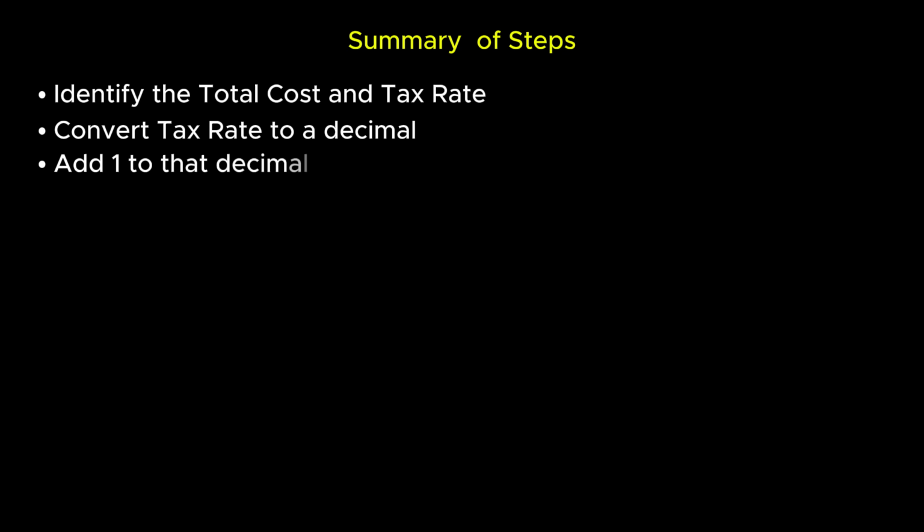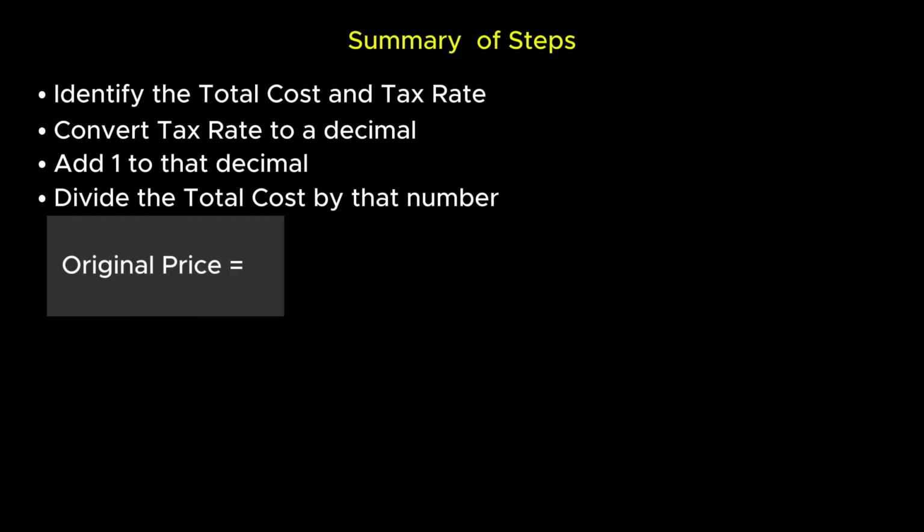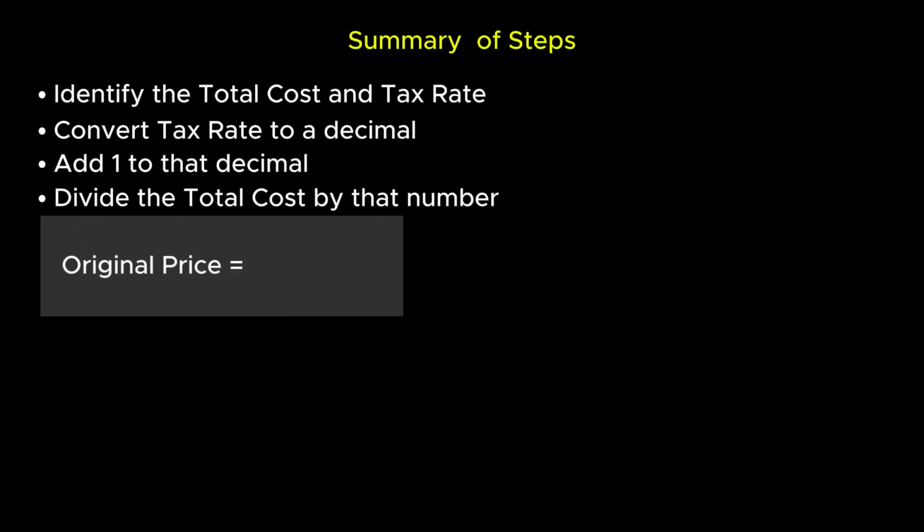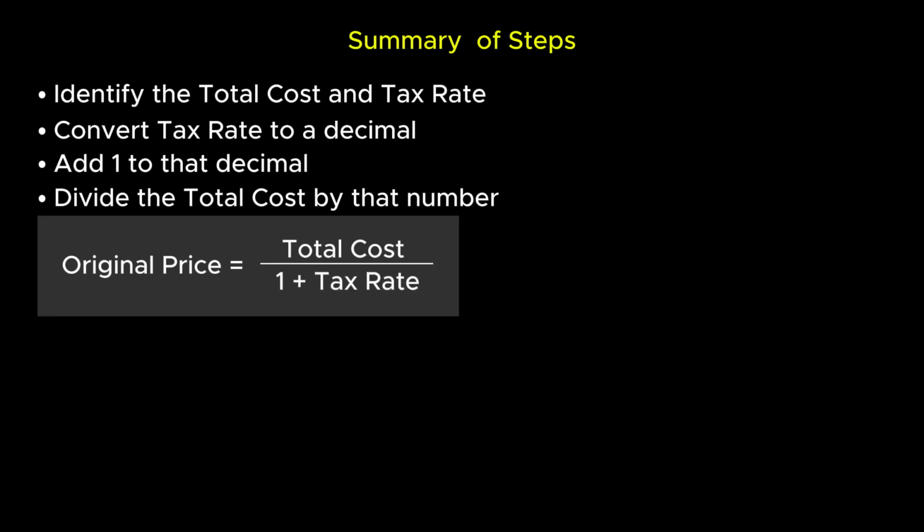To wrap things up, let's review what we have covered today. First, identify the total cost and tax rate. Next, convert that tax rate to a decimal and add 1 to it. Finally, divide the total cost by that number. Finding the original price is a simple process once you understand that the total cost is more than 100% of the base price. By using this formula, you can accurately reverse any sales tax or percentage increase.